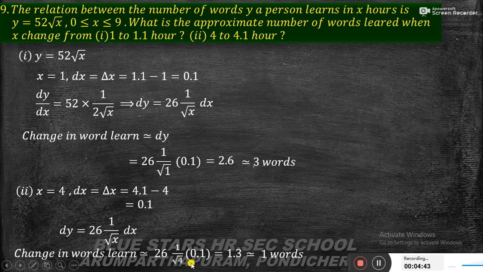I substitute here. Next step, square root of 4 is 2. So 26 by 2 is 13. 13 into 0.1 is 1.3. Therefore, the person learned 1.3 words from 4 to 4.1 hours. So I round off these numbers. 1.3 means I take 1 word. Therefore, the person learns 1 word in the timing of 4 to 4.1 hour.